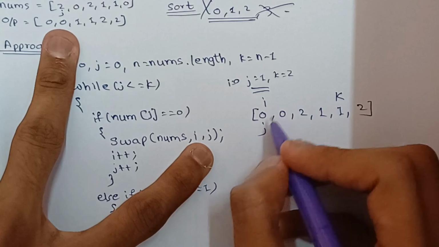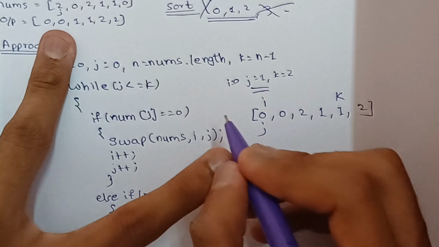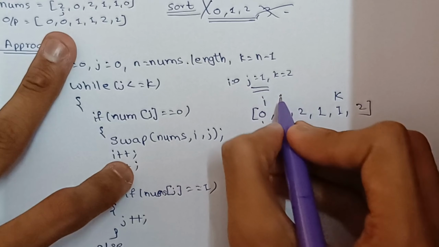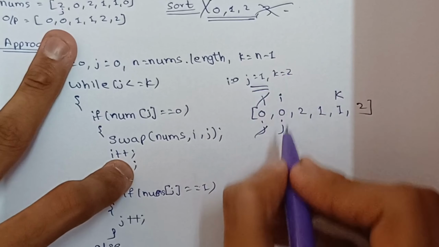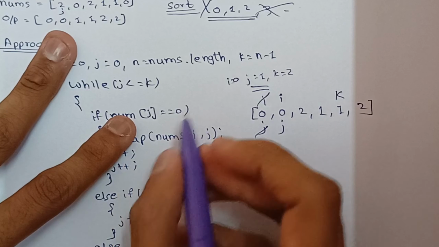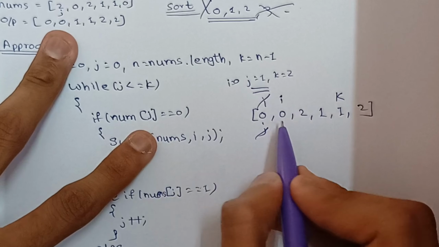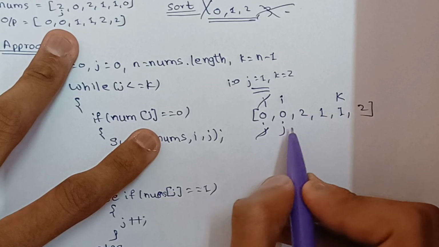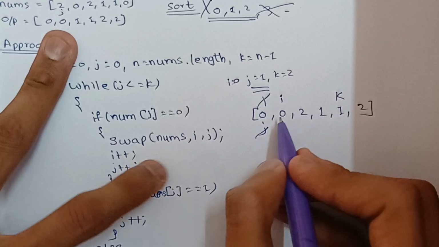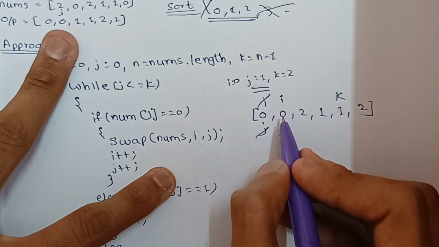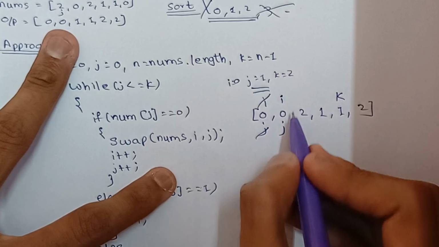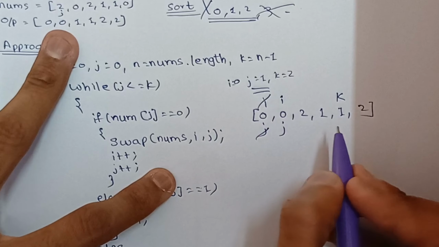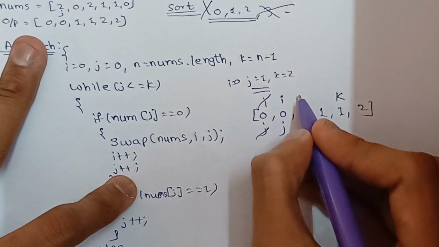Now here I and j are at the same place, so nothing will happen. Simply increment I and j. Now I and j pointers are here. Once again the loop will be executed and nums of j equal to 0? Yes, here also it satisfies the condition. So it will swap I and j. Now I and j are at the same place, so after swapping it remains 0, no change in the array. Now simply increment I and j.